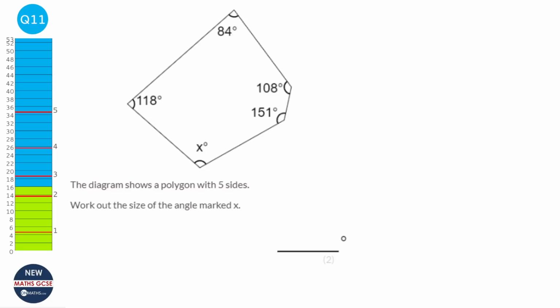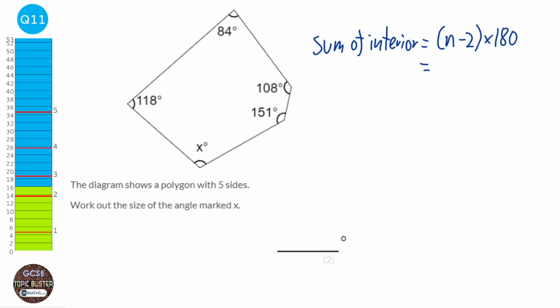Okay, first of all we need to work out what the interior angles would add up to. So the sum of the interior angles is equal to n minus 2 times 180. Now n is the amount of sides, but it says it has 5 sides, so it would be 5 take away 2, which is 3, and then times 180, which would be 540. So we know it will add up to 540.